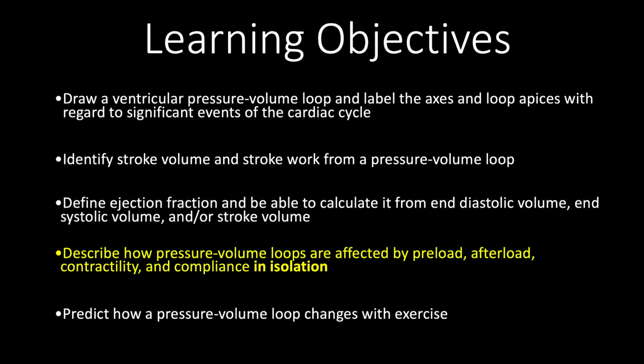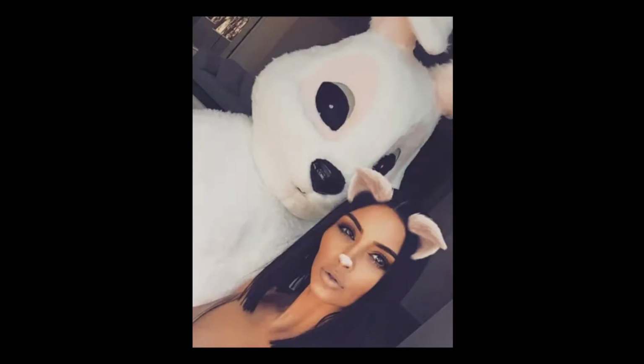Okay, I recognize that those learning objectives were quite difficult, but now this is the actual really, really hard learning objective. It is describing how the pressure volume loop changes with changes in preload, afterload, contractility, and compliance. And I will emphasize in isolation. Why do I emphasize in isolation? Because some things are not actually true, but you sure wish they were.